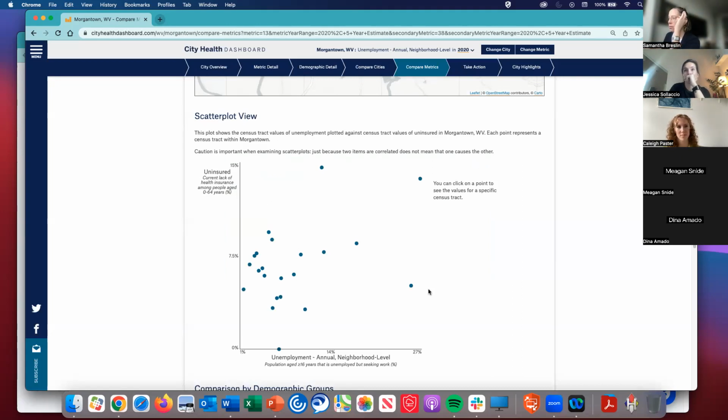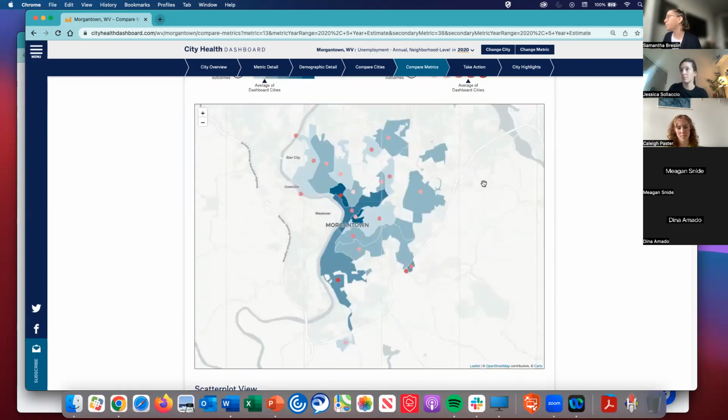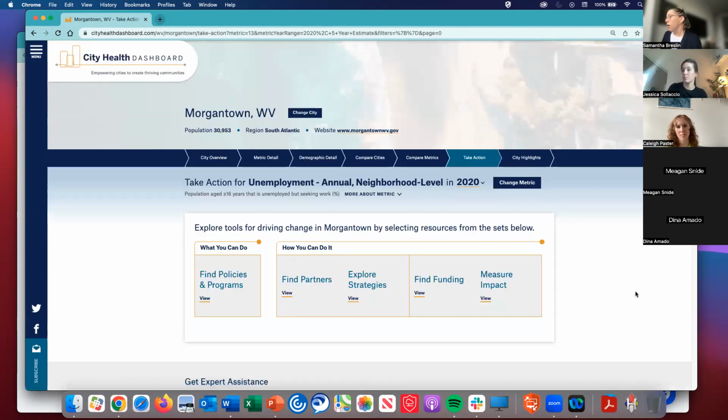And just as a note, or a caution, when looking at both of these maps and charts, it's just important to remember that just because two measures are correlated, or just because two measures might be similar in a given neighborhood, does not mean that they cause one another. So it's always important to take that caution.